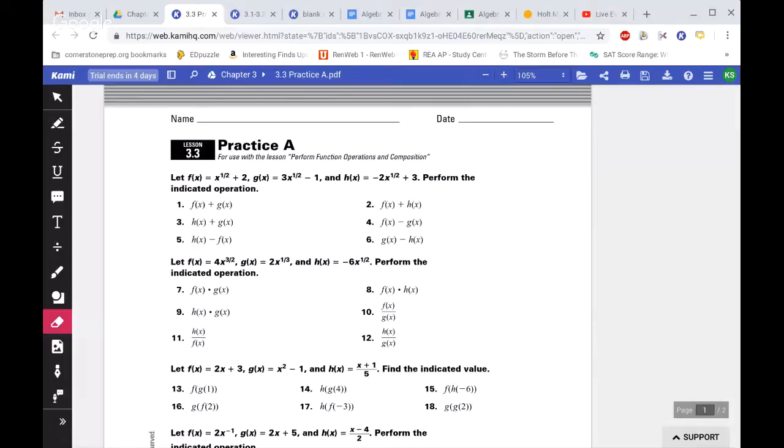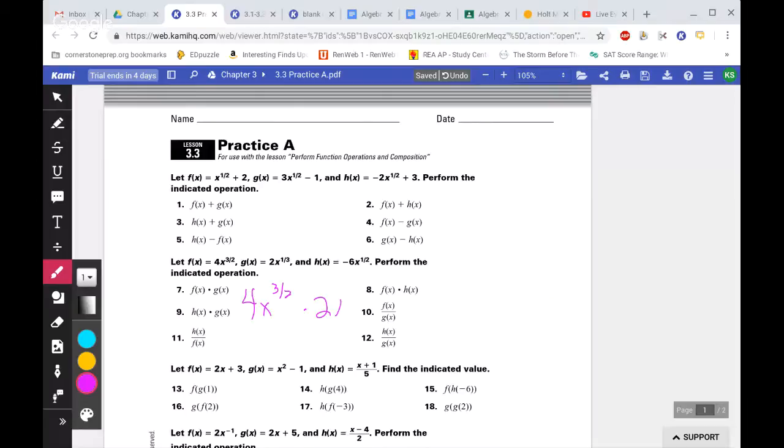All right. So now on 7, we're going to be multiplying the functions together. So we've got 4x to the 3/2 times 2x to the 1/3. So we can multiply our constants just like normal, and that's fine. But with our exponents, with our variables, we have to add the exponents. So those will have to have a common denominator.